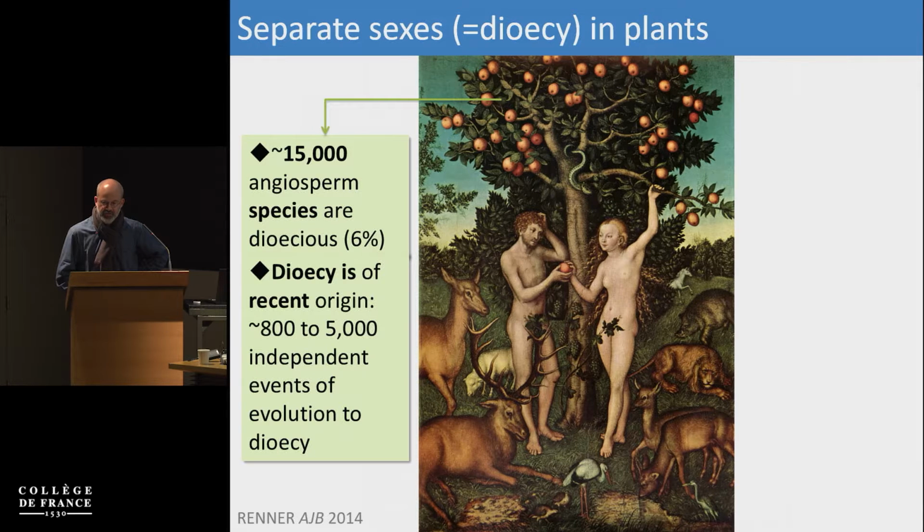The ancestor of angiosperms was probably hermaphroditic, and dioecy is a derived trait in angiosperms that evolved 1,000 to 5,000 times independently and quite often recently.